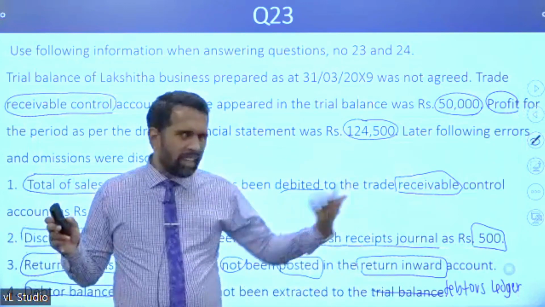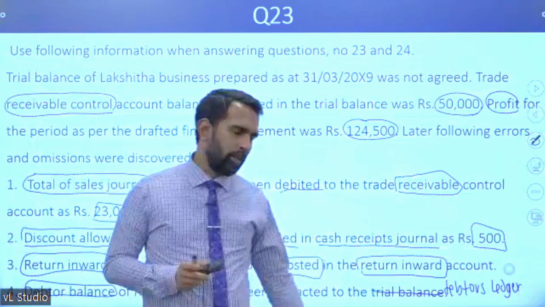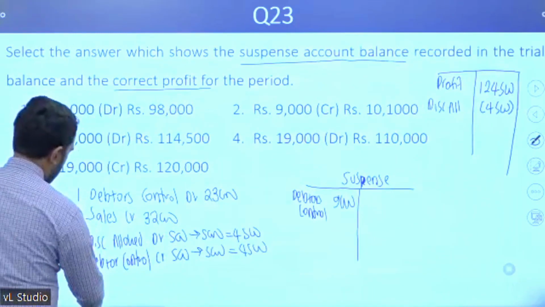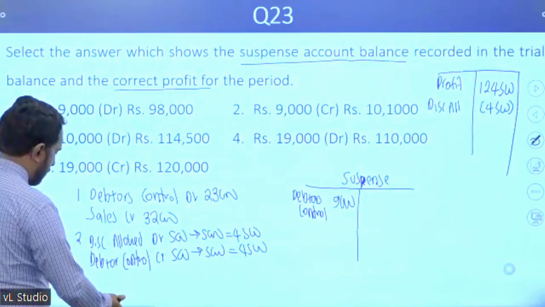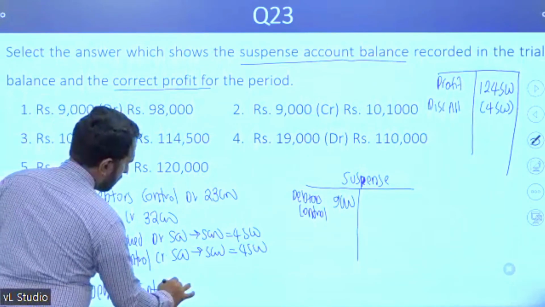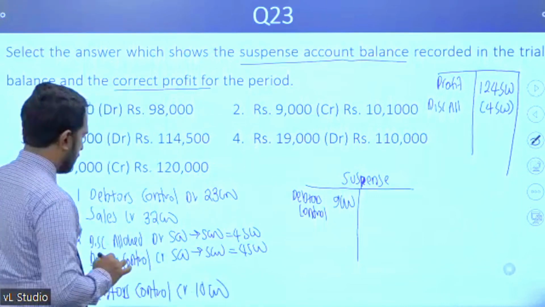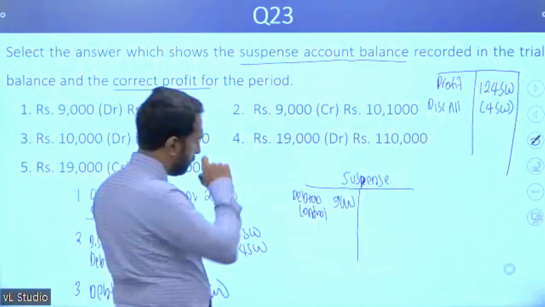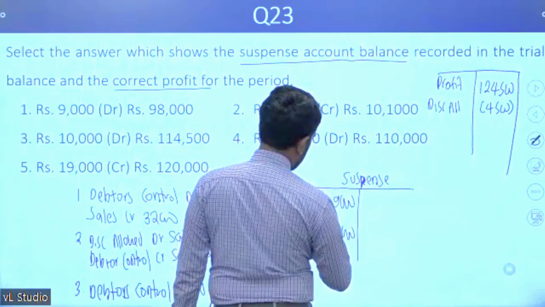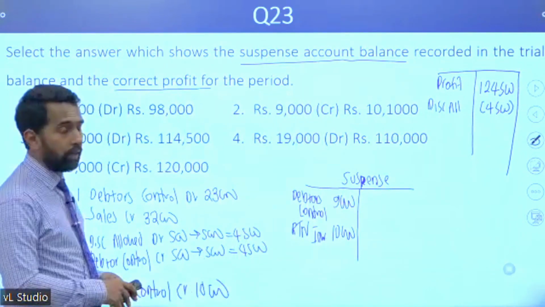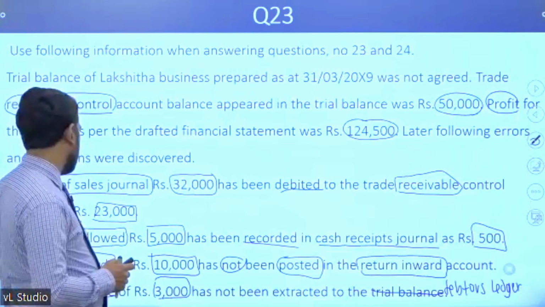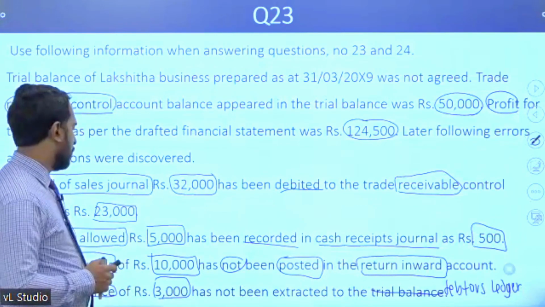On the other side, my sales are getting returned. I have to put that to a sales return account or the return inward account. Now what they're saying is, it has not been posted to the return inward account. So the third entry they have passed is a single entry: debtors control account credited 10,000. They are missing the debit entry, and that goes to the suspense account, 10,000. So the return inward has not been posted, and that will be recorded in the suspense account.